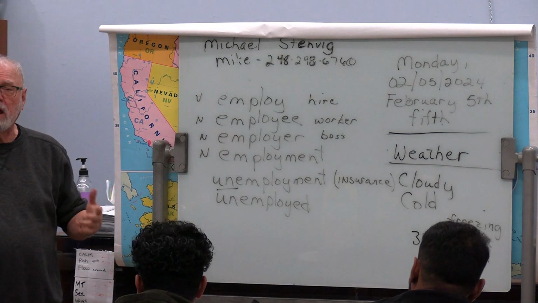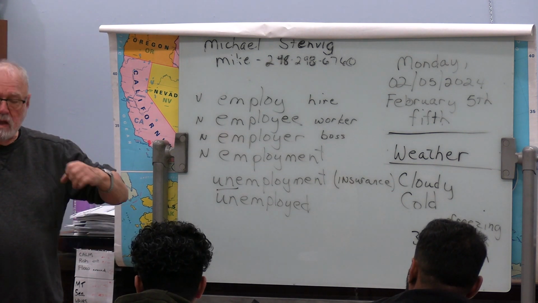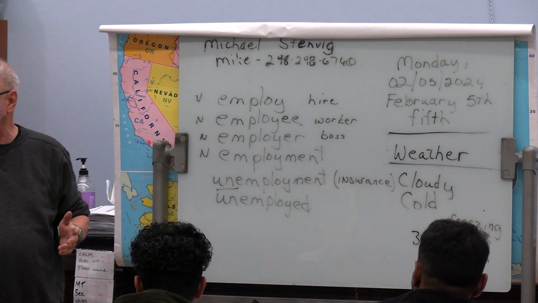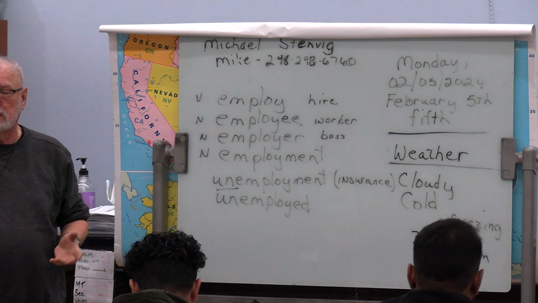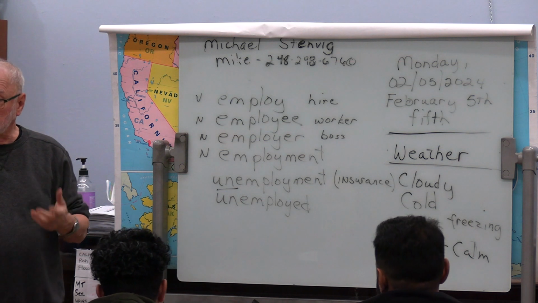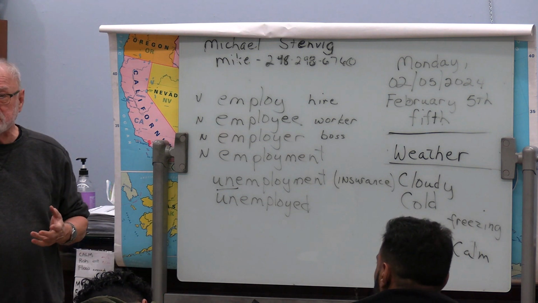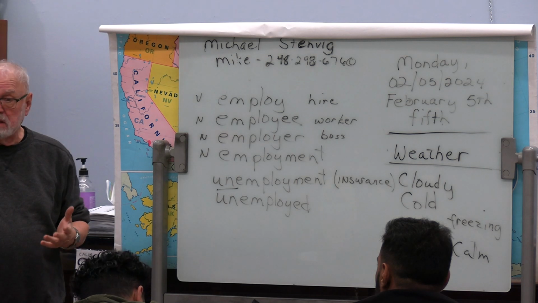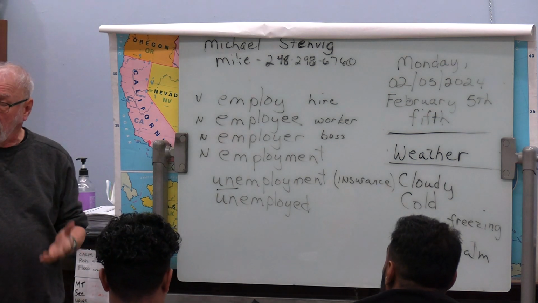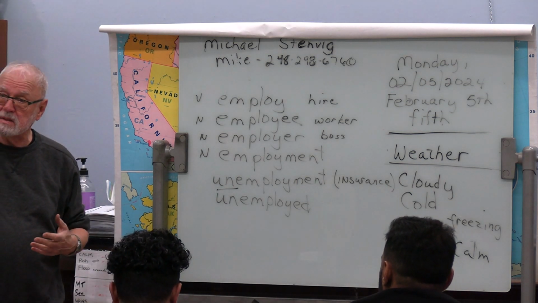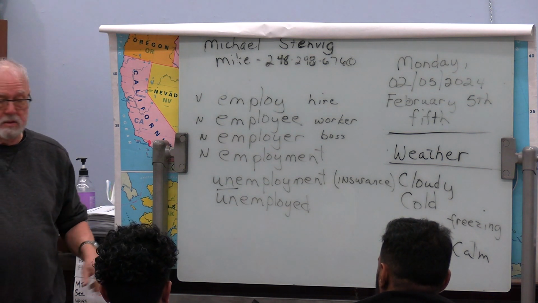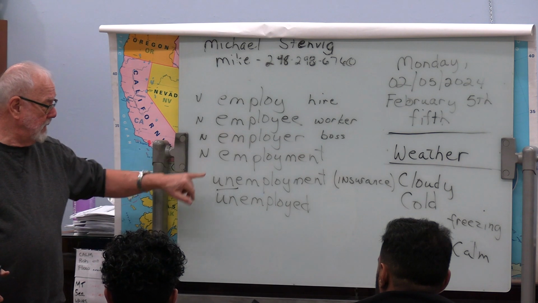How's the employment? Oh, the employment is very good in the U.S. right now. Lots of jobs. But you could also say, how's the unemployment? The unemployment is not high. The unemployment means the number that don't have jobs. So positive and negative.